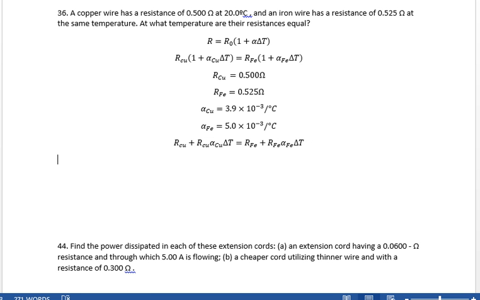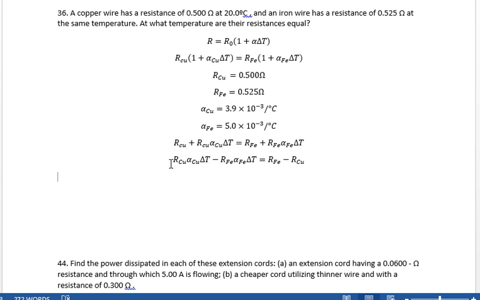Okay, so I'm going to subtract R copper from both sides, and I'm going to subtract R iron alpha iron delta T from both sides, and that's going to give us R copper alpha copper delta T minus R iron alpha iron delta T equals R of iron minus R of copper.